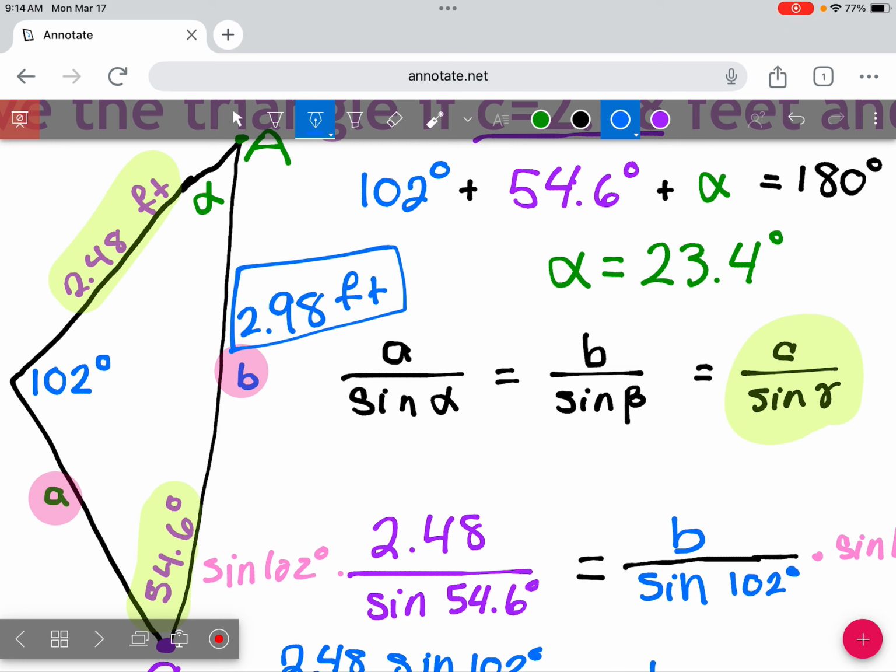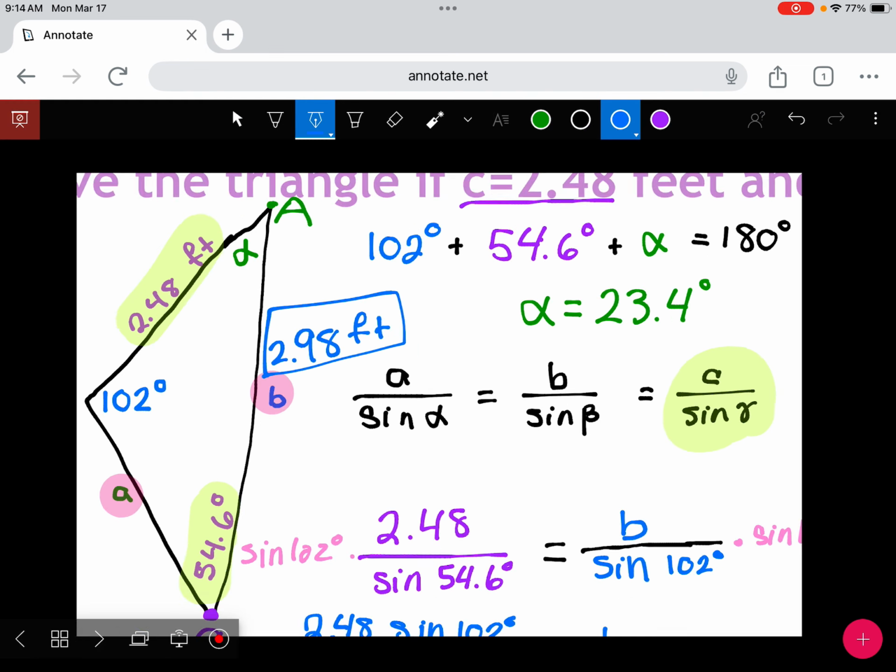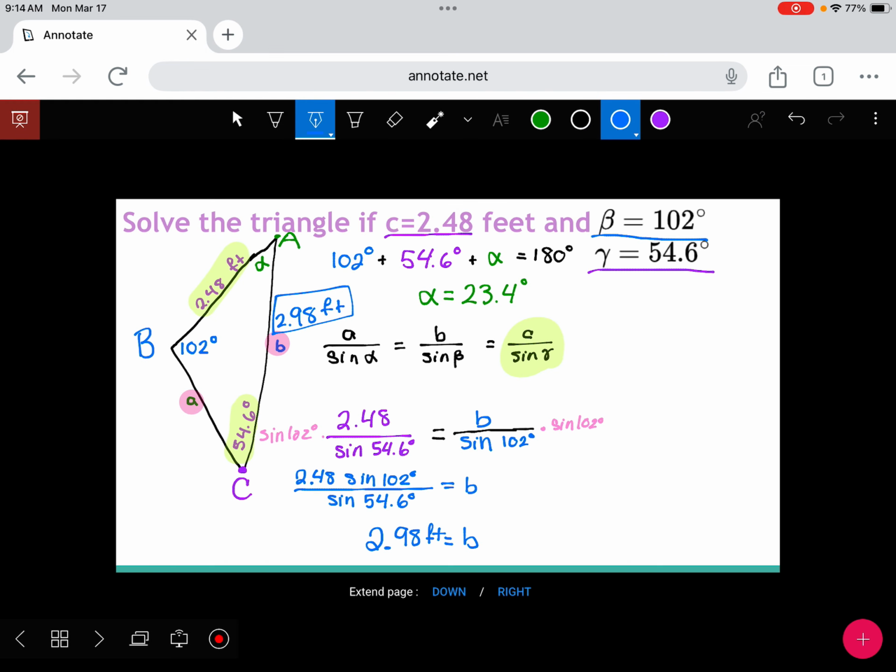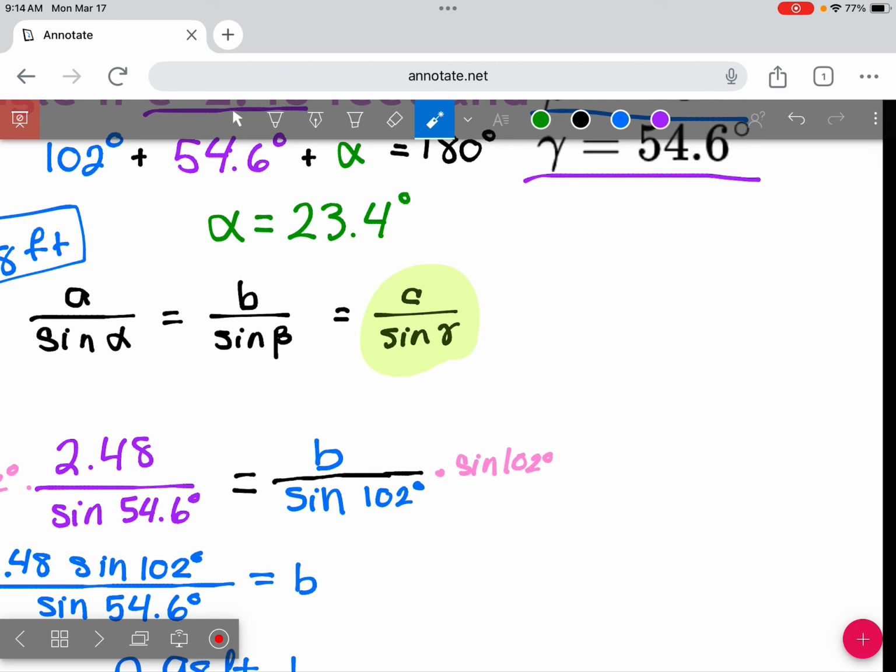So now we know the dimension of side B. We still need to find A though. We've got C and gamma. I've got B and beta. I've got alpha. I just need A. It's our last piece on this triangle. I could use B and sine of 102. It's valid, but I'm going to stick with my given one just because we know for sure that one's locked in.